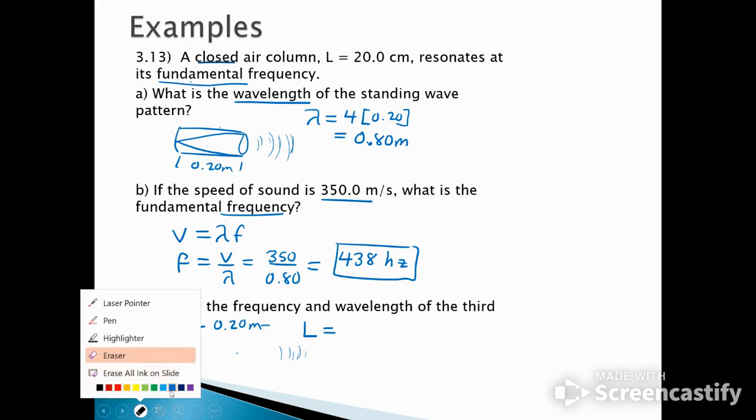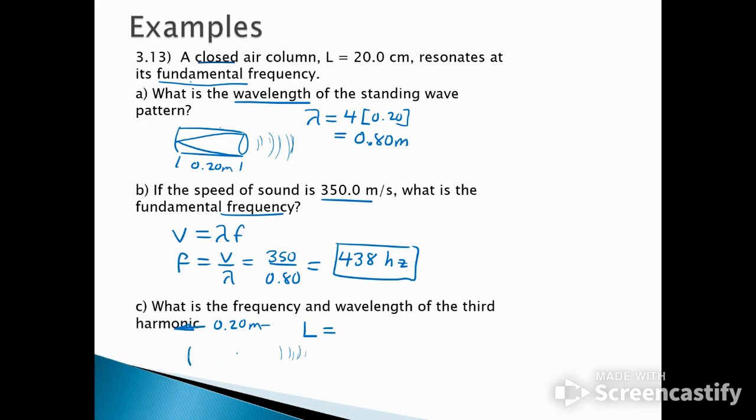Nice try. So it's got to go like that and then down this way. There we go. So now I've got it drawn right. So there's 1, 2, 3 quarters. Nice. So the length is 3/4 lambda, and lambda is going to be 4/3 L.